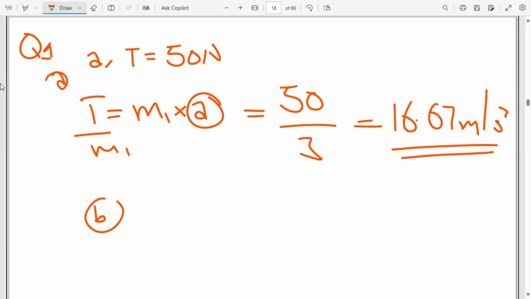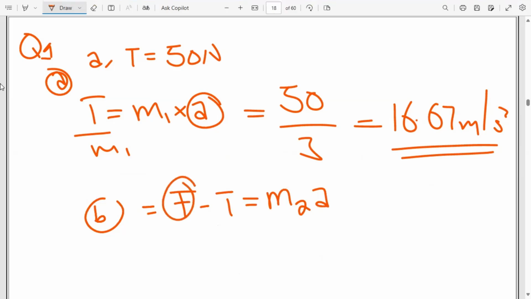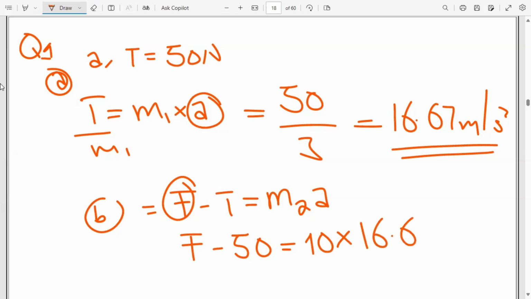This was part A. For part B, we have F minus T being equal to M2 multiplied by acceleration. What are we looking for? We're looking for the value of F. So F minus the maximum value of tension, which we said is 50, is equal to the value of M2, which we said is 10, multiplied by the value of acceleration, which is 16.67.